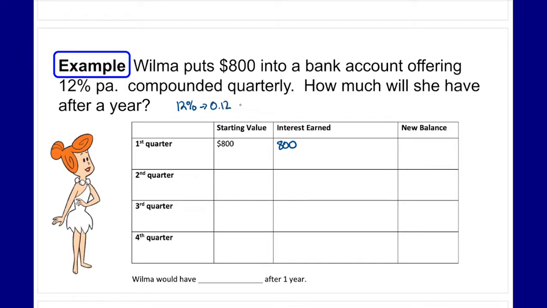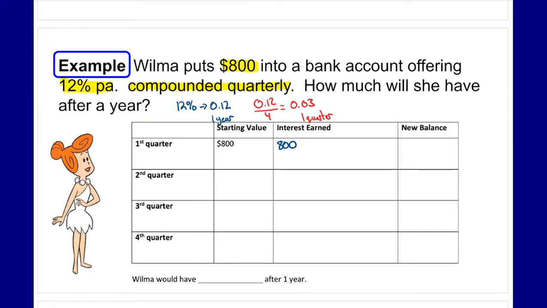So that's 1 year. We're looking at breaking that up into quarters, so I need to take 12% and divide it by 4. It's 0.03. So this is the amount of interest in 1 quarter. You want to be careful, there's one thing you have to do. We want to figure out the amount of interest in 1 quarter, so we have to take that interest rate and divide it by the number of compounding periods, which in this case is quarters, or quarterly.